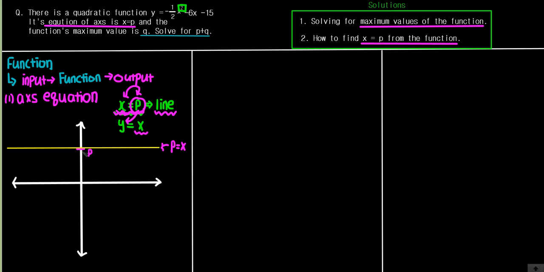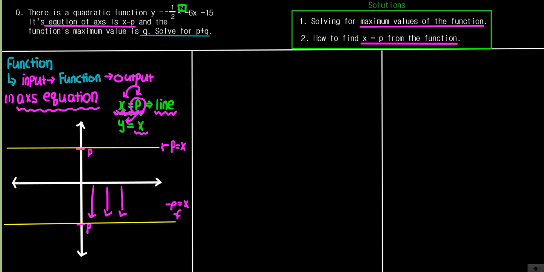And let's think about when the p value is negative. It is the same kind of thing: the line will look something like this, passing through our point p. And this will turn into negative p equals x. Even though we input the value of x, it will still be negative p. And this is what an axis equation means.